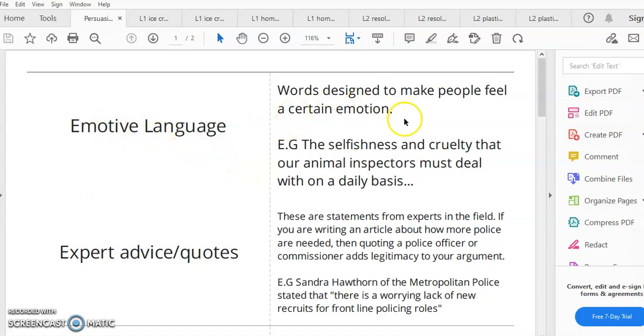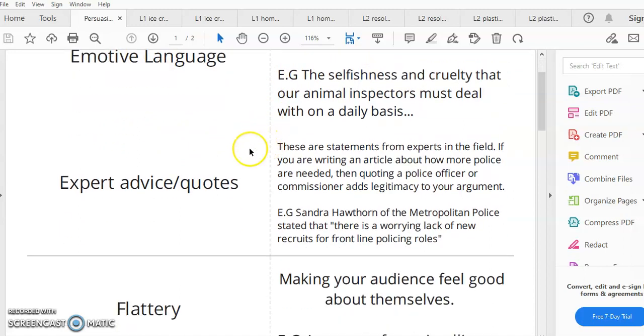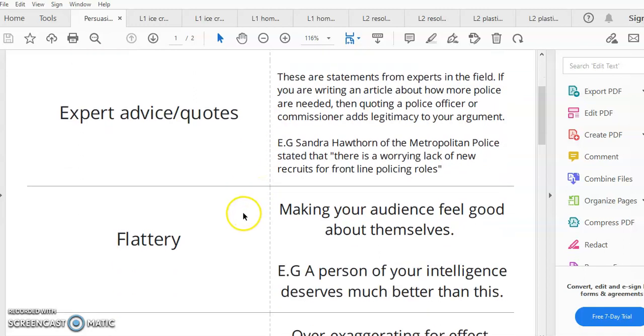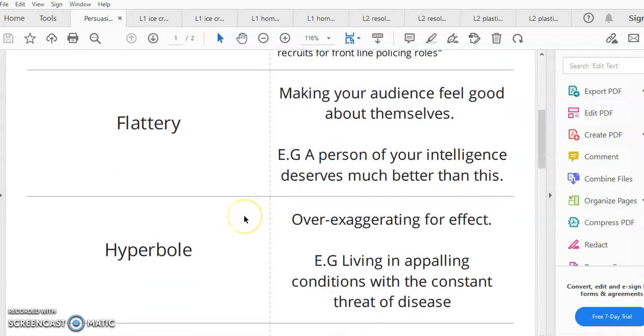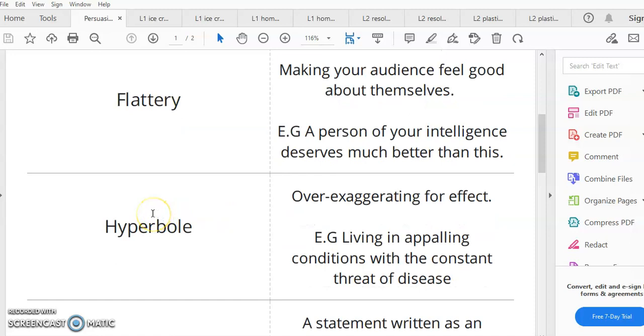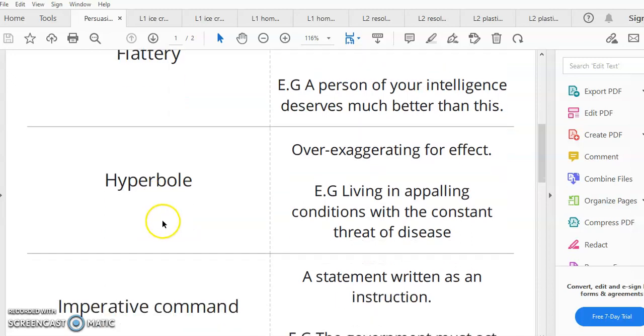So we've got emotive language here, which is where words are designed to make you feel a certain emotion. Use of expert advice or quotes, which reinforces the point that's being made. Flattery, so making the audience feel good about themselves. Hyperbole, or over-exaggerating for effect. And that's usually tied in with a sense of humour as well. Usually hyperbole is funny, or it tends to be.